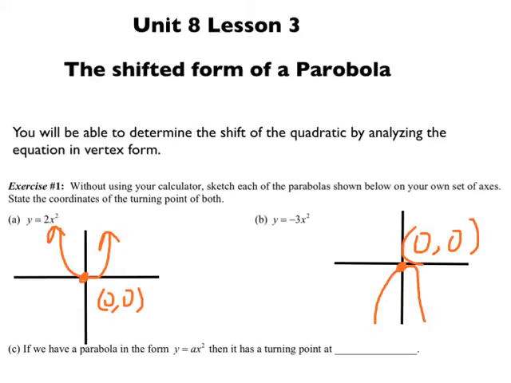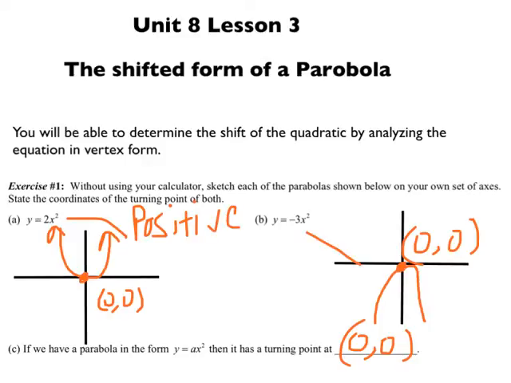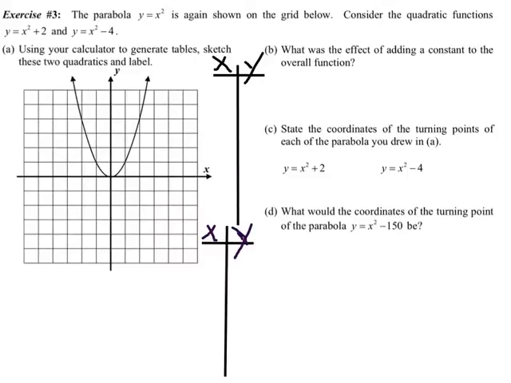If we have a parabola y equals ax squared, then it has a turning point at 0, 0, like both of these do. The only thing that changes is that this is a positive a, so therefore it is a minimum, and this is a negative a, so therefore that is a maximum. Exercise number 3 we're going to go to now.